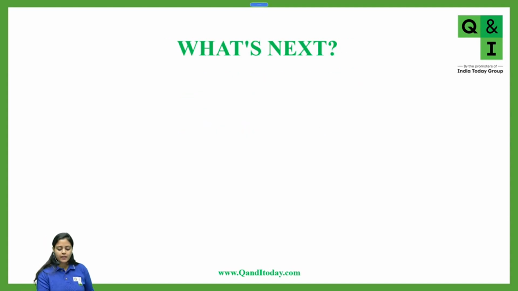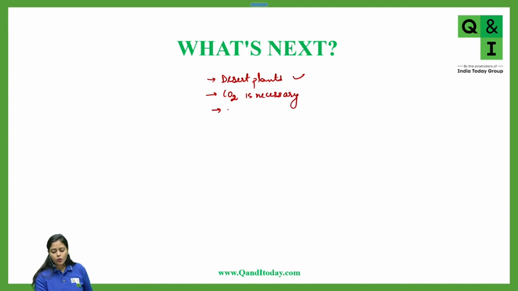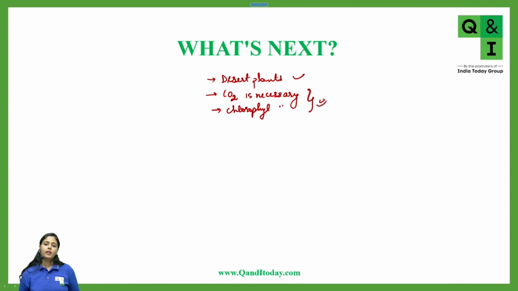Now, what's next? So what happens in desert plants? Again, I am going to discuss this, and one very, very important concept. CO2 is necessary for photosynthesis. This experiment we are going to cover, and also why or how chlorophyll is necessary for photosynthesis. These two reactions we are going to cover in next class.